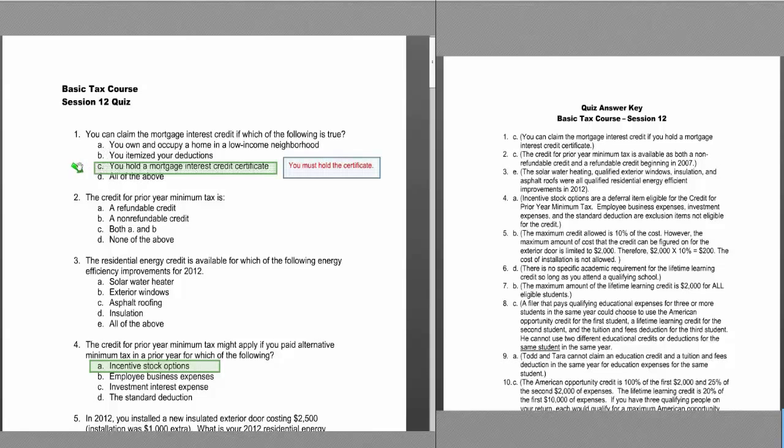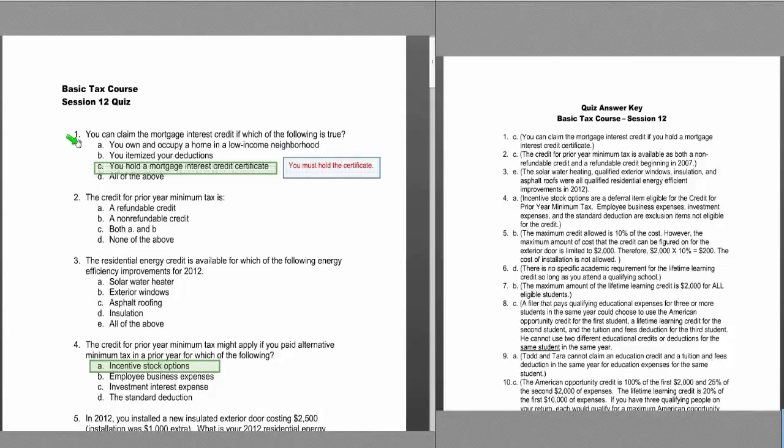Well, the only one of these that's actually fully true is that you must hold a mortgage interest credit certificate. You do not need to itemize your deductions at all to claim the home mortgage interest credit. You need to hold the certificate. And if you have the certificate, you claim the credit. And even if you claim the credit, it is still possible to claim an itemized deduction for your mortgage interest expense after you reduce that mortgage interest expense by the amount of mortgage credit that you are claiming.